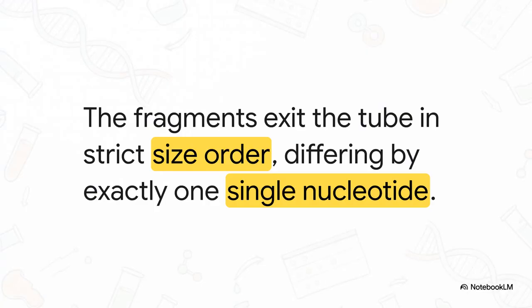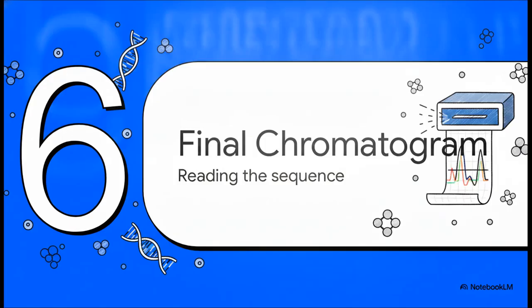Because of this race, the fragments exit the capillary tube in a strict, perfectly ordered single-file line based on size. The fragment that got stopped after just one single base pair, that one crosses the finish line first. A fraction of a millisecond later, the fragment stopped at 2 base pairs exits, then 3, then 4, and so on. It's incredible. We've taken that chaotic soup and organized it into a perfectly sequenced parade, differing by exactly one single nucleotide at a time. And that brings us to our final step.